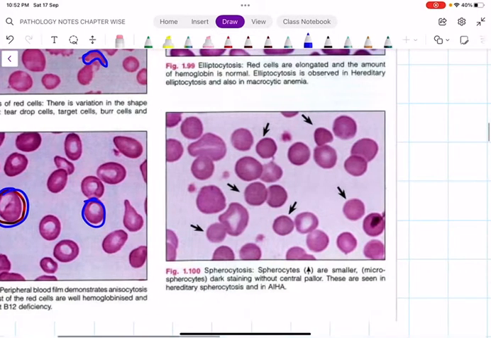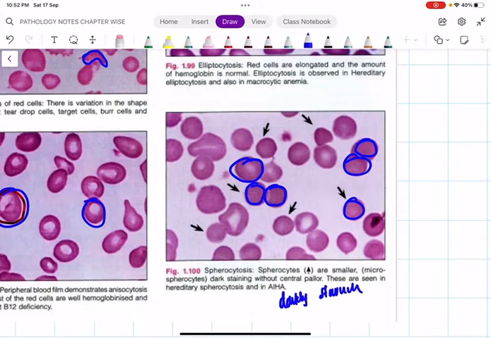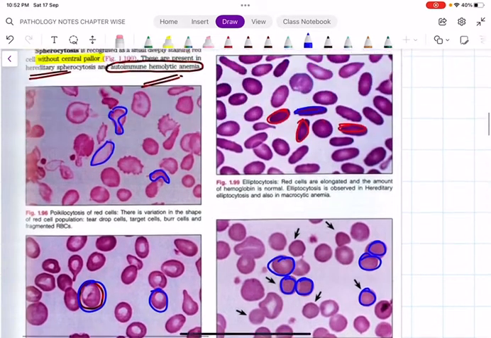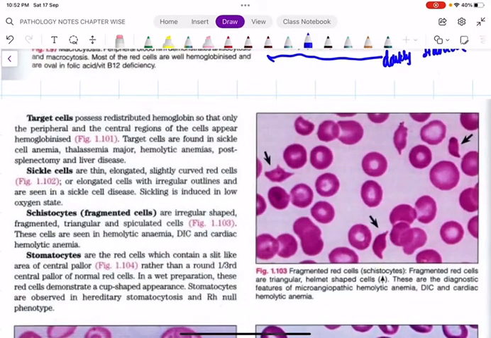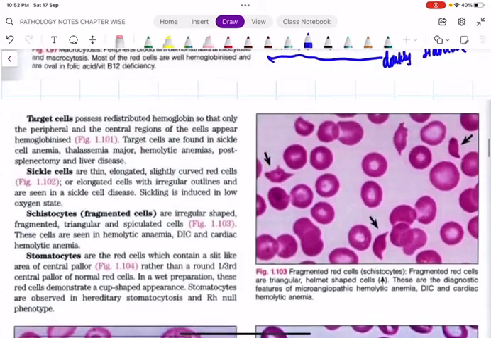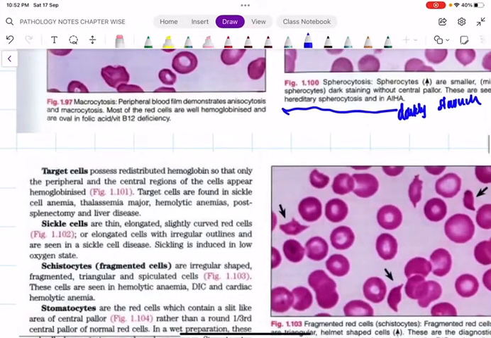This is spherocytosis. You can see there is no central pallor. It looks almost like a disc, like a wooden disc. There is no central pallor. That is very, very important. They are darkly stained. And these are characteristically seen in autoimmune hemolytic anemia, also seen in hereditary spherocytosis. Fine. Then let us see what are target cells. Target cells means, see, I am going to draw a target cell. Look carefully.